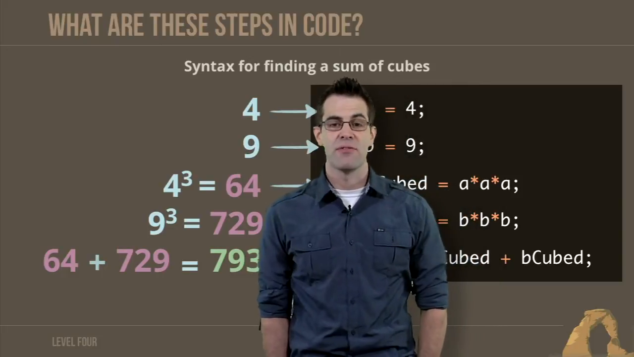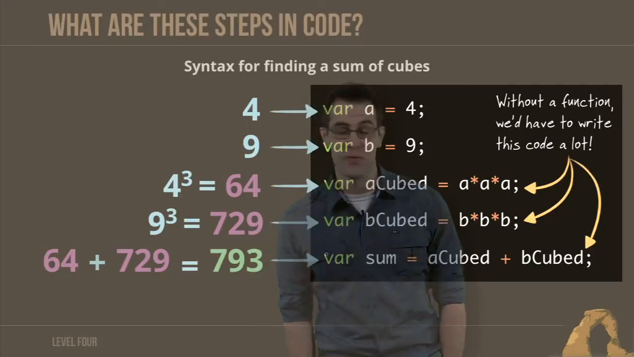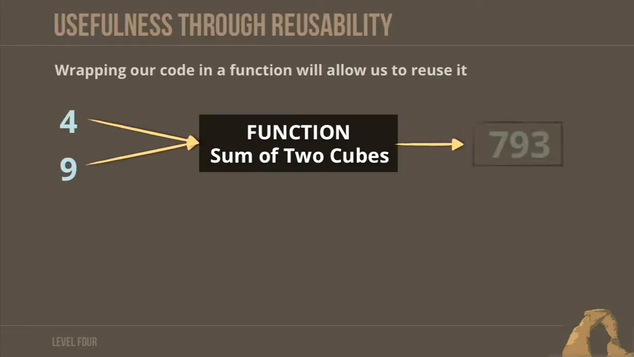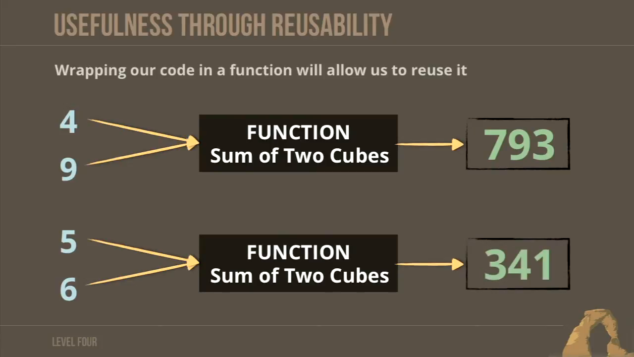Now the cool thing about functions is that they are very reusable, and that makes them very useful. We can wrap our code in a function that will allow us to reuse it frequently. Here you can see when we put 4 and 9 into the function, we'll get 793 as the output, but when we put 5 and 6 into the same function, we get 341.